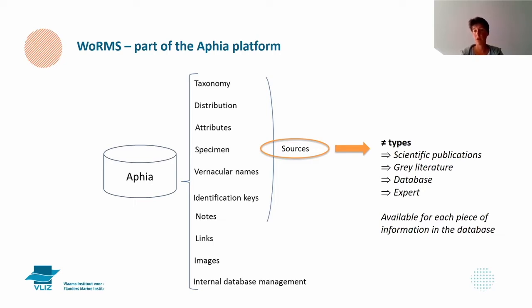A source can also be a different database, or it can also be an expert, because we do realize that not all knowledge is documented in a publication. So a database and an expert can also be added. But that is one of the requirements: if you add information to the system, it needs to be backed up with a source.